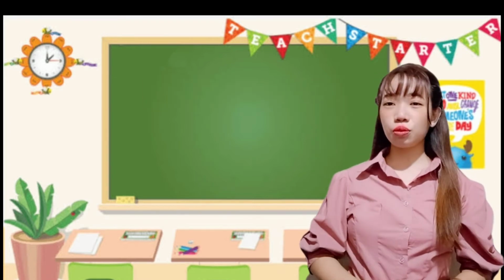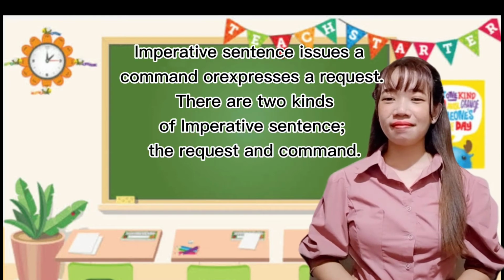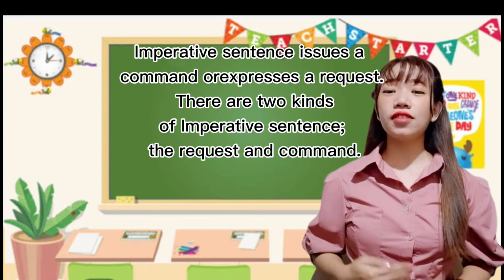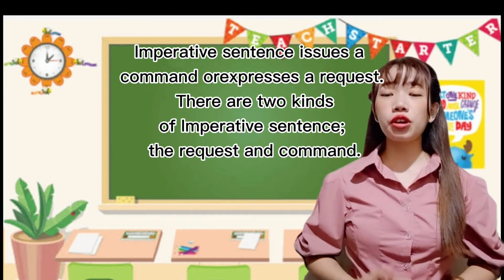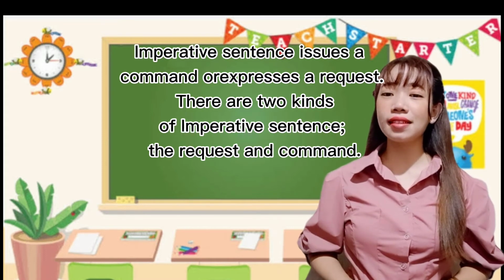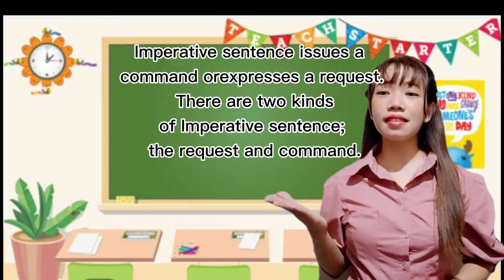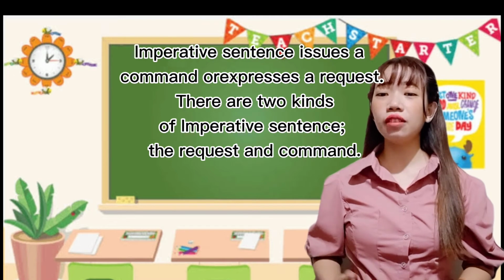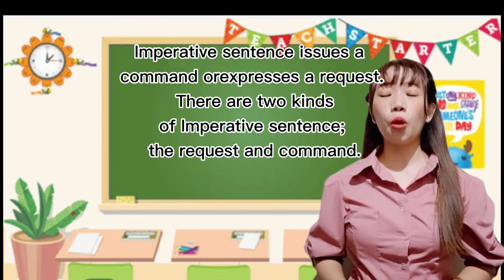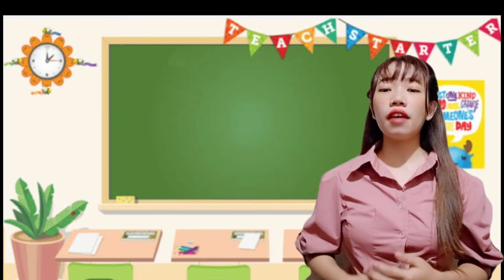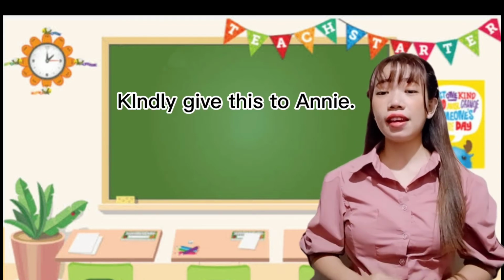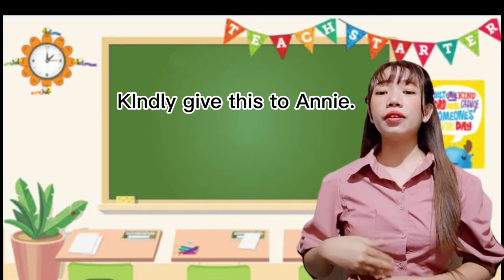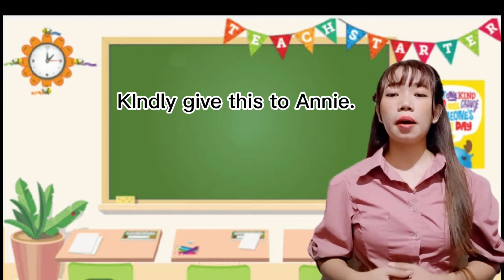Very good. Prince, will you please read the definition? Very good. Thank you, Prince. So when we say imperative sentence, it gives us a command or a request. Okay, so when we say request, it uses the word please and kindly. On the other hand, we have the command. When we say command, it gives us an order. So the sentence you have read earlier, kindly give this to Annie, is an example of an imperative sentence because it gives a request, and it ends with a period.